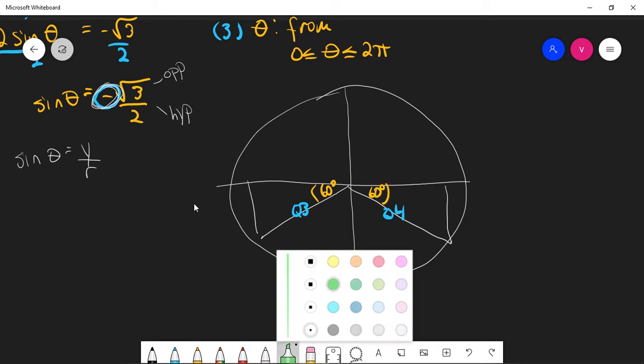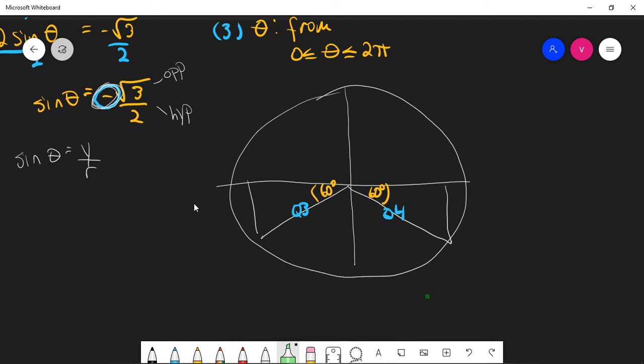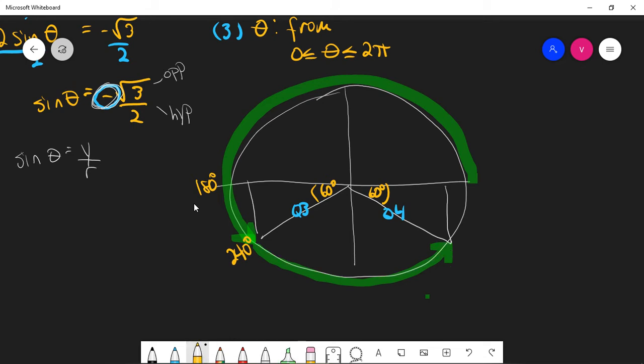So when you're going around the unit circle from 0, going all the way around, that's going to be right here. It's 180 degrees, right? 180 plus another 60 would give you 240. And then you keep going around the circle and you're hitting it at 300 degrees right here. So these are the 2 places on the unit circle where your sine is going to be equal to negative root 3 over 2.